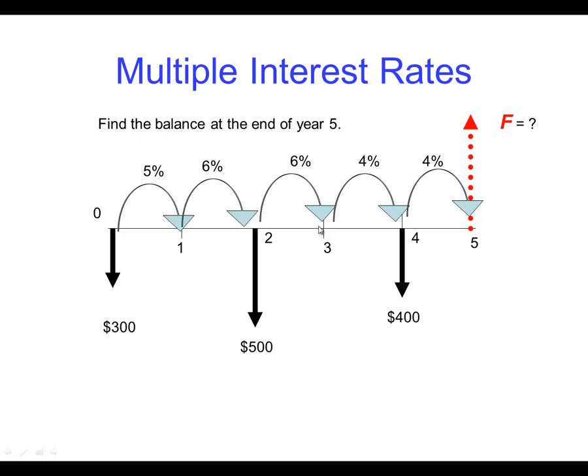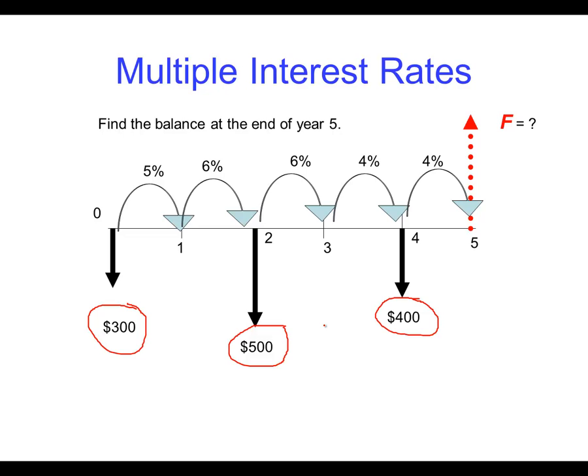I would like to find the future value for these three payments, the 300, the 500, and the 400, which were deposited at different times or different periods. One was at time 0, one was at time 2, and one was at time 4. How would we solve this problem?